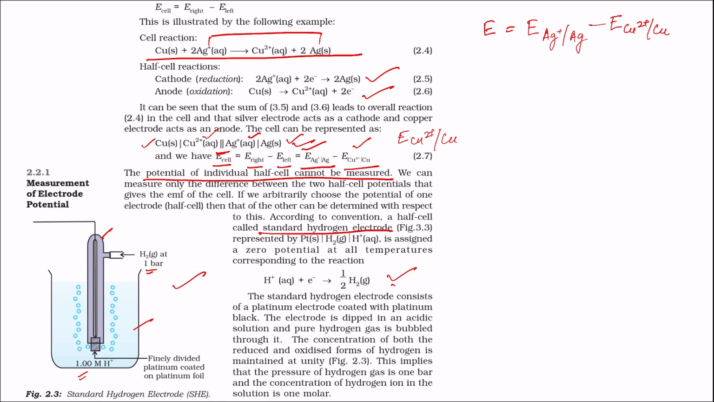And this is the representation of the reaction which is taking place at the standard hydrogen electrode, that is H plus ions accepting electrons and changing into hydrogen gas.